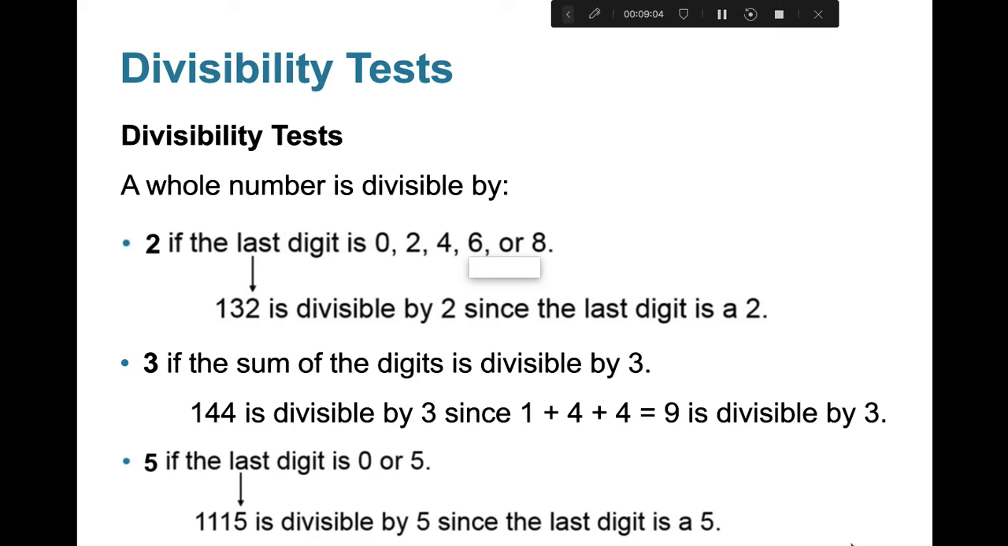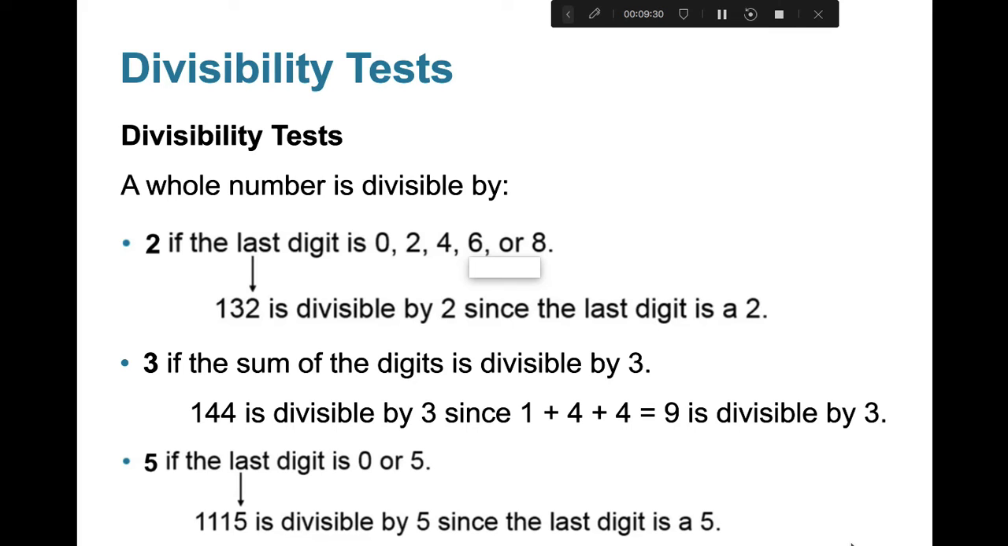7, if you double the last digit and subtract it from the rest of the number, the result should be divisible by 7 with no remainder. That one's a little trickier. I've never quite understood the divisibility rule for 7. Double the last number and then subtract it, and it's a whole thing. Sometimes it's just easier to put it in a box and see if it works.